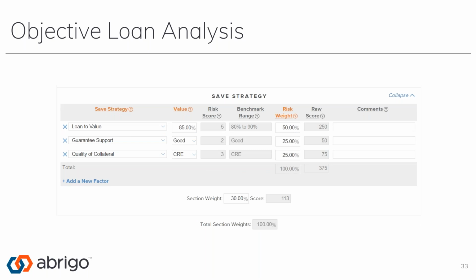And then the last section is the SAVE strategy, which is loan to value, guarantee support, and the quality of collateral. And I weighted this whole section 30%. And you can see I have a benchmark range and I have a risk score of how it calculated on that. And this is really how most loan grading risk scoring models work: you're going to have different sections, you're going to pick different ratios or factors that you're going to measure, and then you're going to calculate a grade. You can go to the next slide, Thomas.